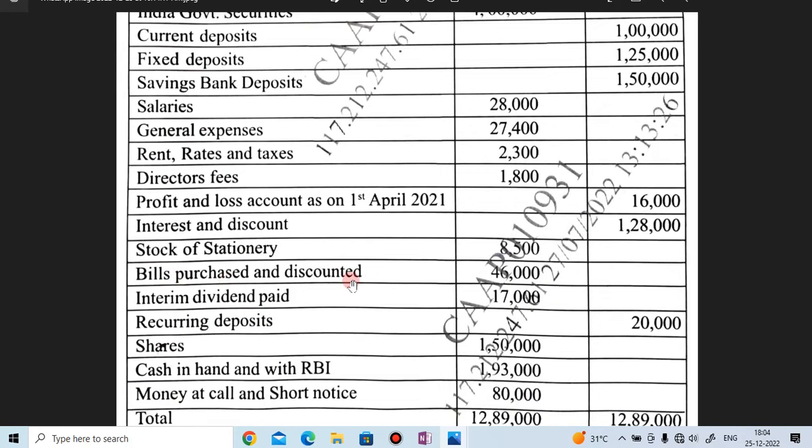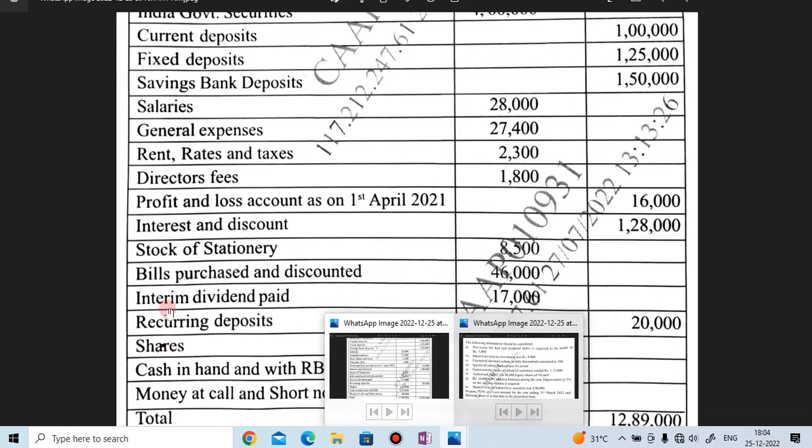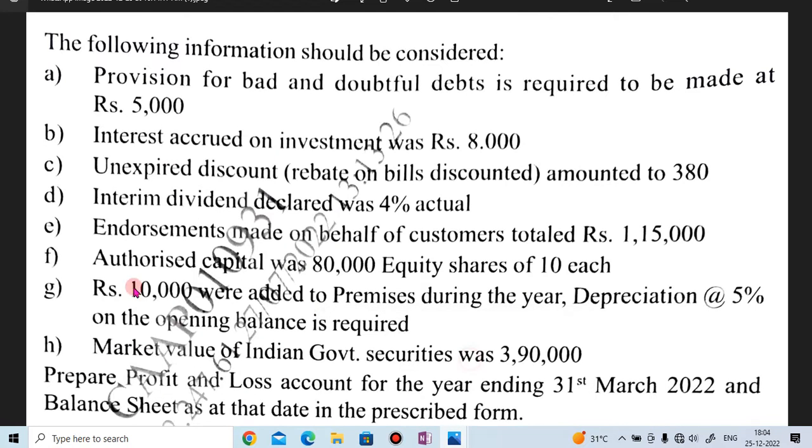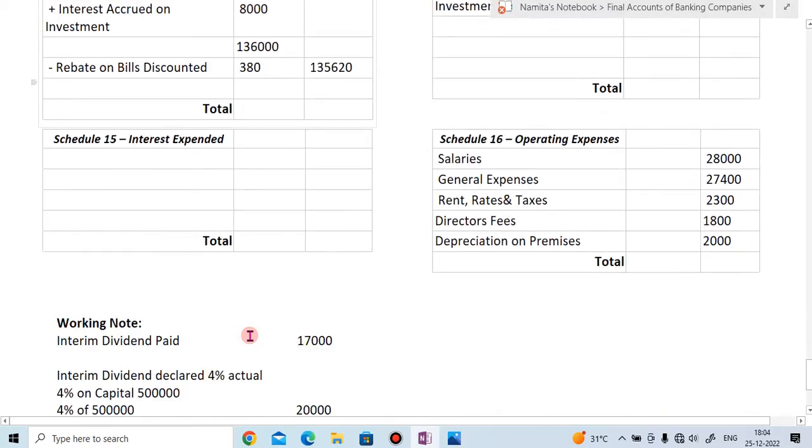After bill purchase and discount, next is interim dividend paid 17,000, okay. Now this is important. Now read the adjustment on interim dividend paid. There is adjustment. Interim dividend declared was 4% actual. How much is the interim dividend declared? 4%. Now interim dividend is declared on what? On the share capital, okay. So how much is the share capital? 5 lakh is the share capital.